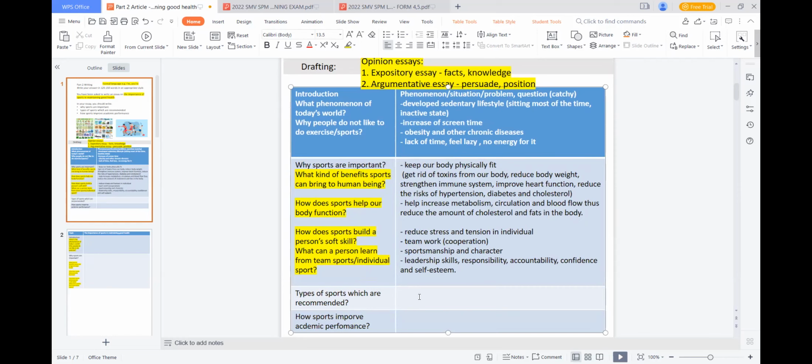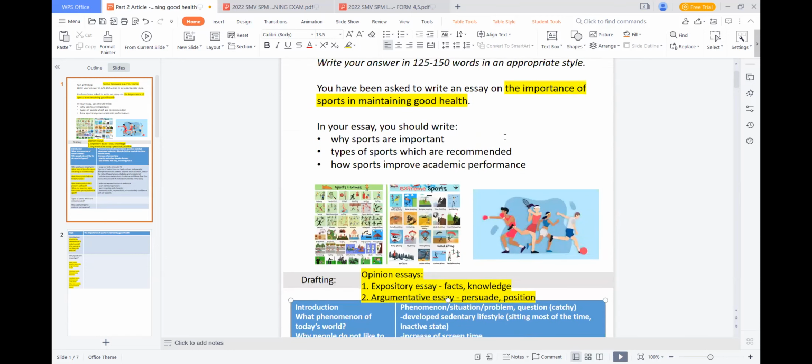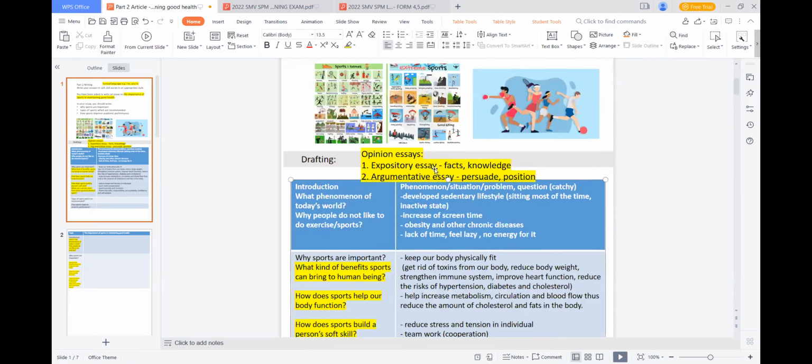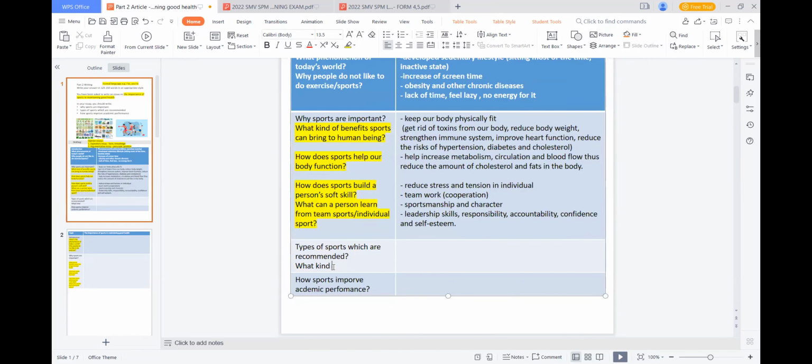And then next one, types of sports, 你觉得 sports 是分很多种是不是? Can you tell me what types of sports are recommended? 就是怎样讲啊? Badminton. Maybe I need to ask a further question. What kind of sports help? 因为我一定要跟我的 topic 有关系的, because this topic is about the importance of sports in maintaining good health, 是跟 good health 有关系的, 可是有一些 sports 是可能不一定会 maintain good health, 对吗? 它可能是很刺激的, 对不对?